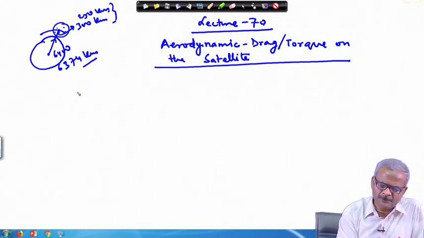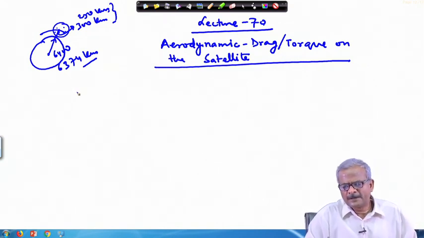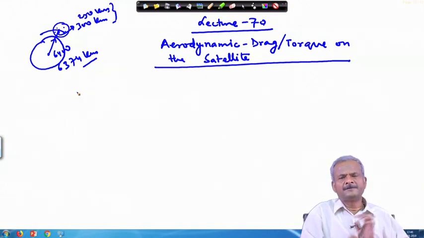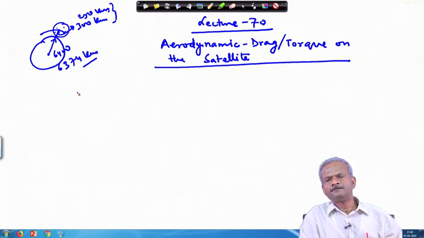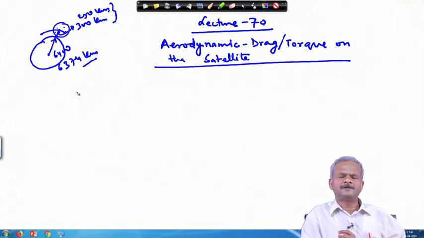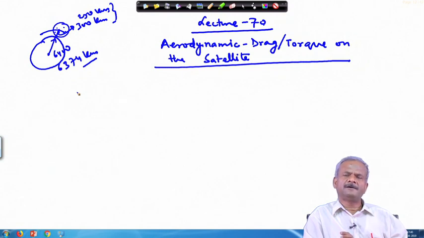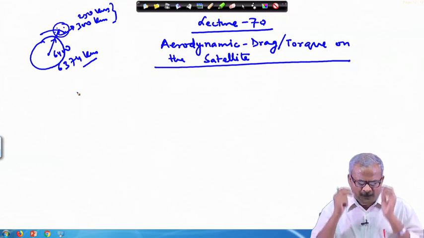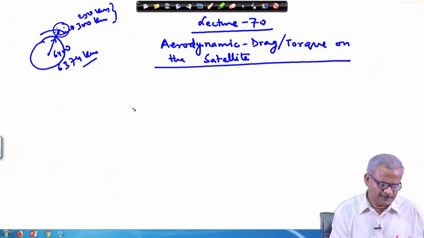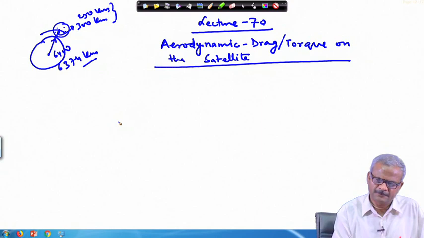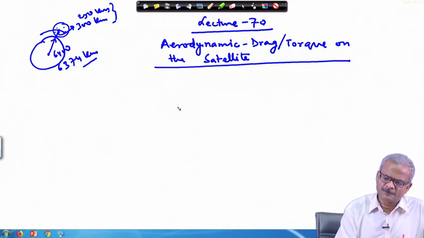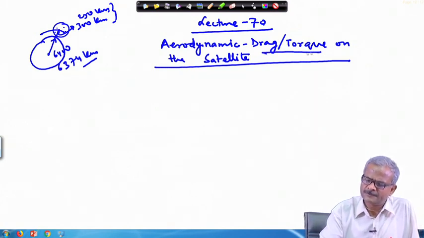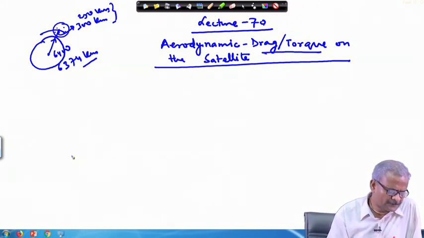And earlier I have told you that the aerodynamic drag and the solar radiation drag can be modeled as a disturbance to the system. So, aerodynamic drag can be modeled as a constant term and solar radiation as a periodic term. Okay. However, we are going to work it out here, in which form the aerodynamic drag and the solar radiation torque appear.